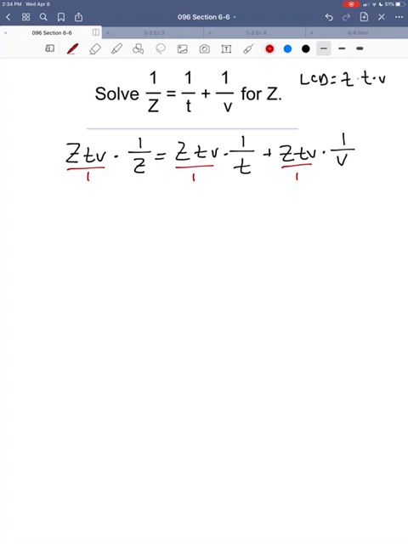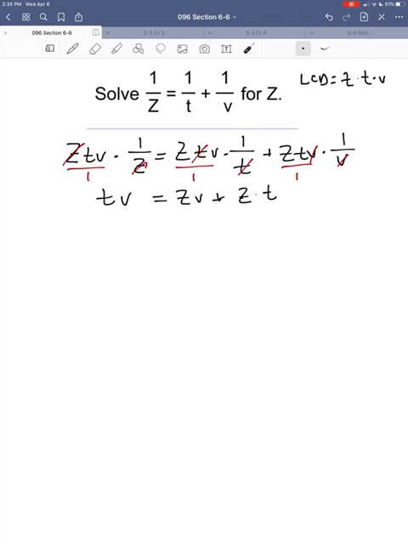Because then some stuff cancels, right? Here, the z's cancel. Here, the t's cancel. Here, the v's cancel. And so if I look at what's left, here I just have tv times 1. Here I have zv times 1. Here I have zt times 1. So we get tv, we get capital Z times v, and we get capital Z times t.